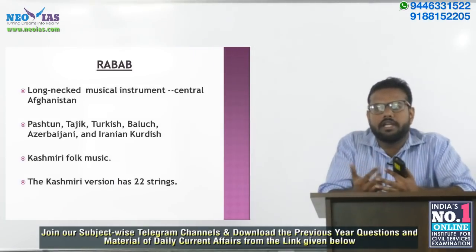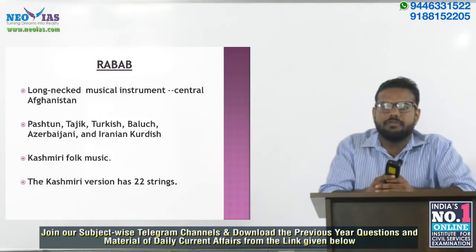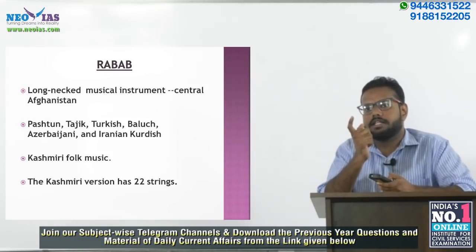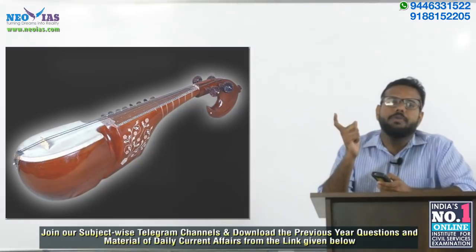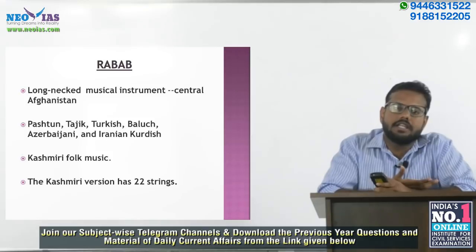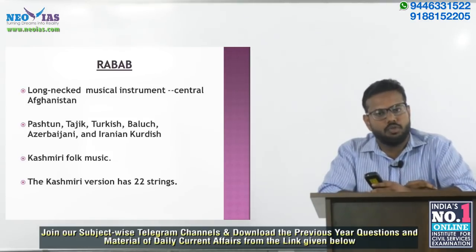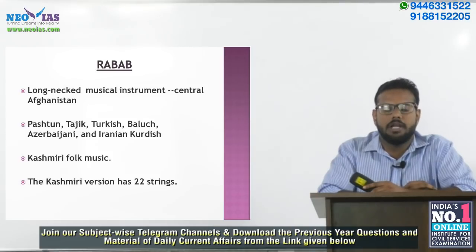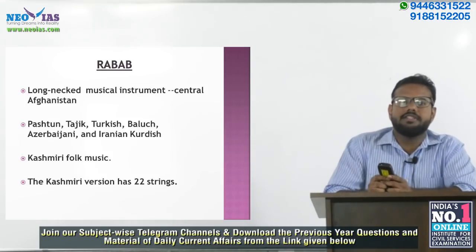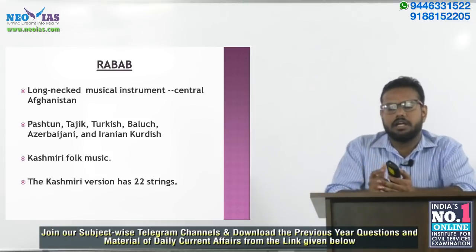The Rabab is a long-necked musical instrument originating from central Afghanistan, and it is one of its national musical instruments. You can see the long neck. The Rabab is mainly used by Pashto, Tajik, Turkish, Kashmiri, Baluch, Azerbaijani and Iranian Kurdish classical musicians. So this is indigenous to Central Asian and other West Asian areas, also in the Kashmiri region.